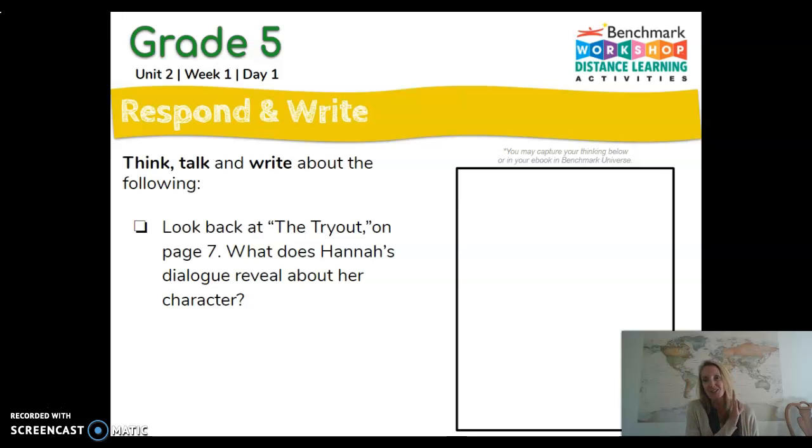And of course, you'll write in complete sentences with capital letters and periods. All right, nice work. When you're done with this reading work, you can move into the phonics.